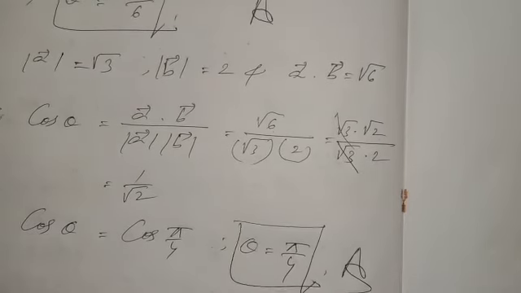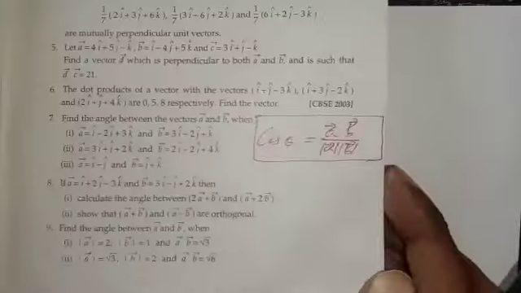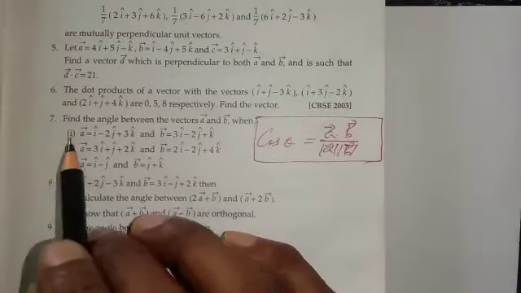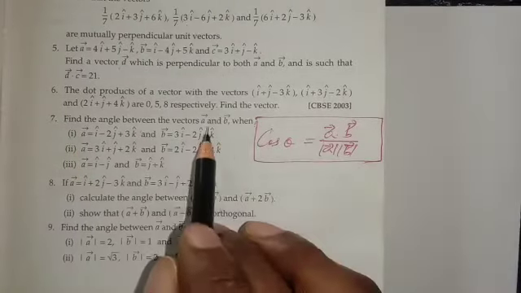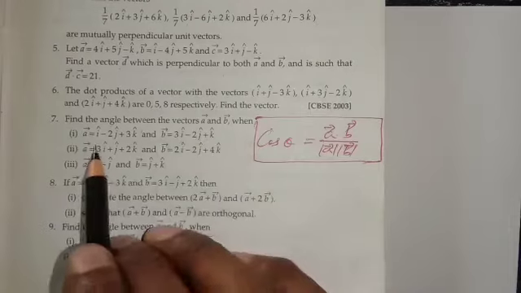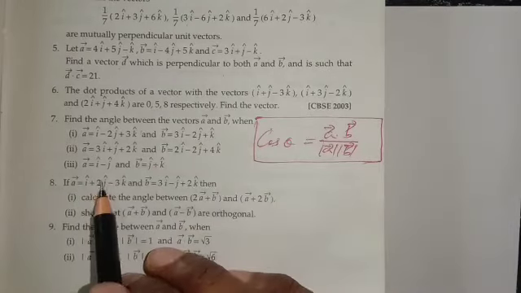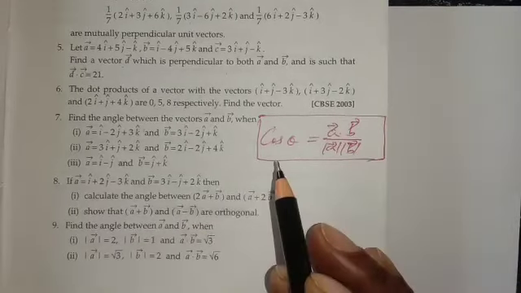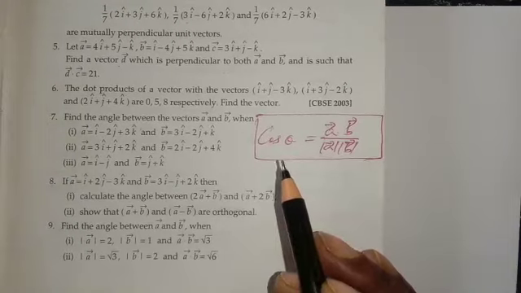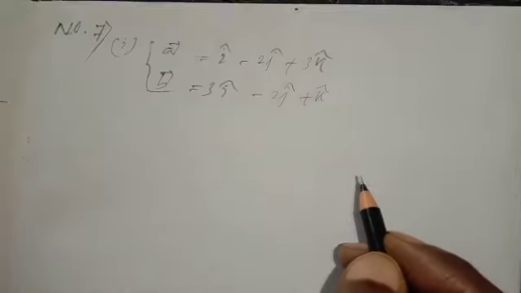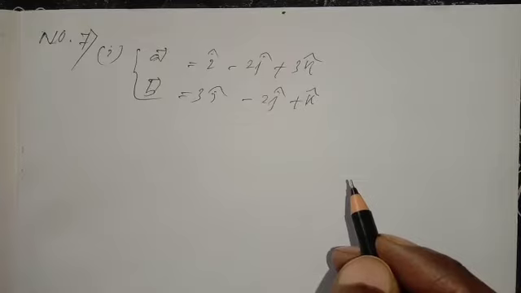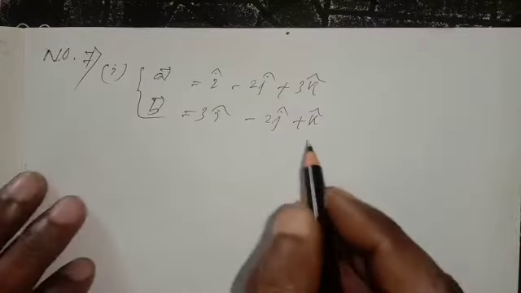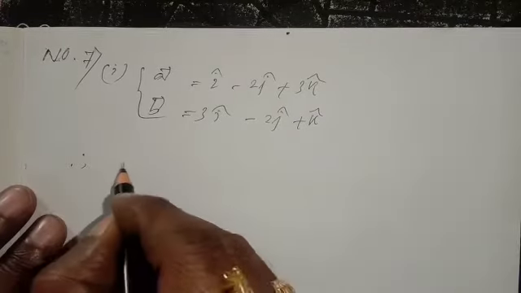Let us go to the next one, question number 7. Find the angle between vector A and vector B, where A and B are given. There are three parts to it, and I will solve them one by one. You have to find the angle between two vectors. See the first part of question number 7: A vector is given, B vector is given, and you have to find the angle between A and B.